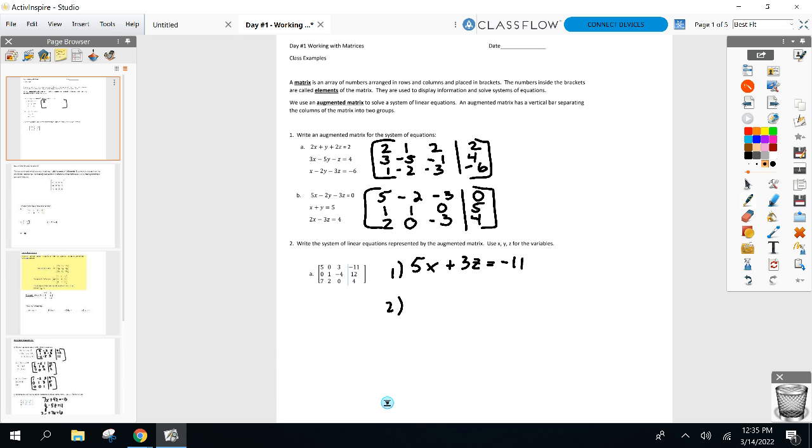Equation 2, no x, y minus equals 12. All good? And then the third equation, plus 2y, no z, equals 4. Very basics today, the basics of a matrix. All good.